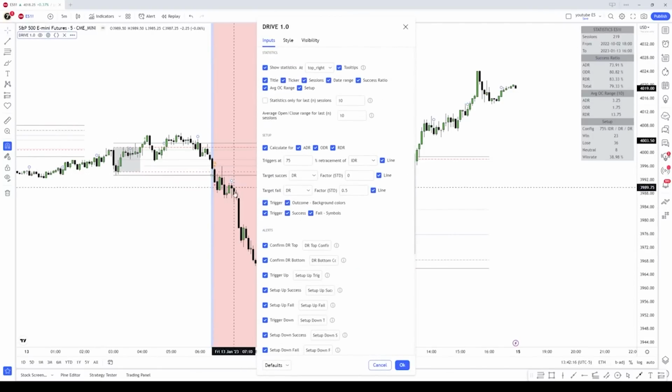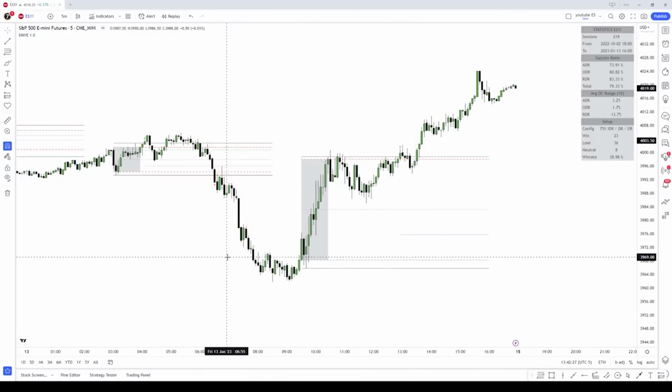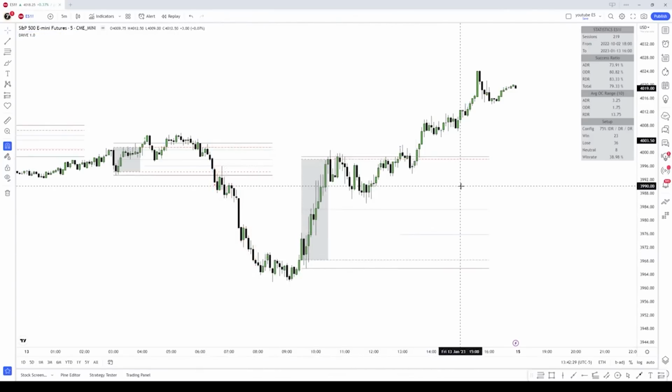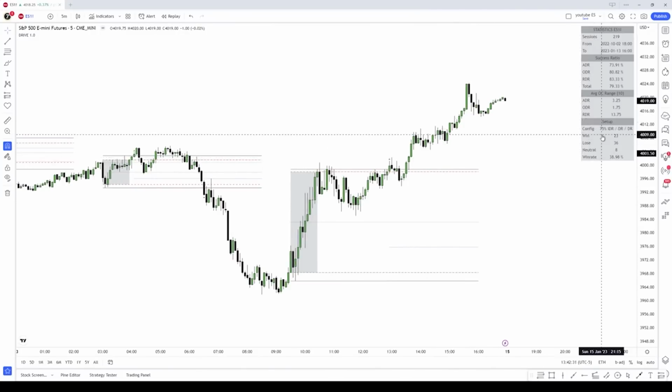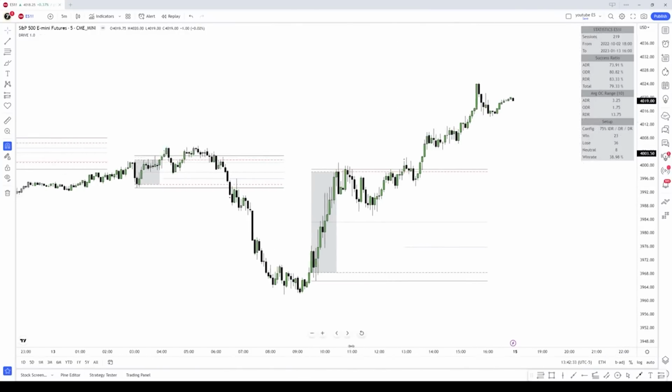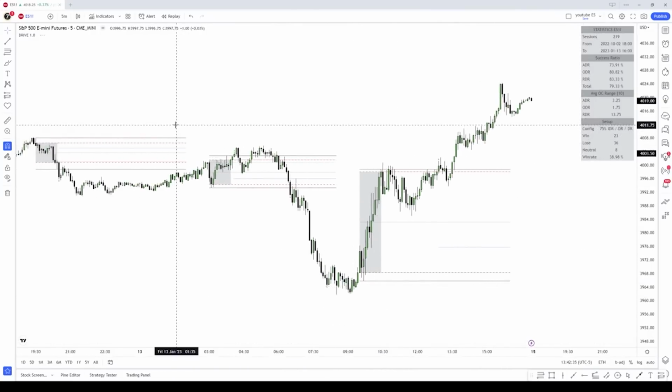If you don't want to see that, it's very simple. If you don't want to have the red and green one because it's cluttering your chart, you can say trigger gone, success gone, fail gone, and we can remove everything and it's gone. So now we just have our usual script, but we're still calculating. It doesn't mean that we stop the calculation.